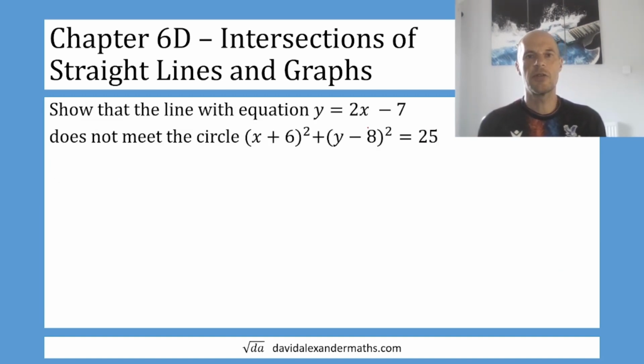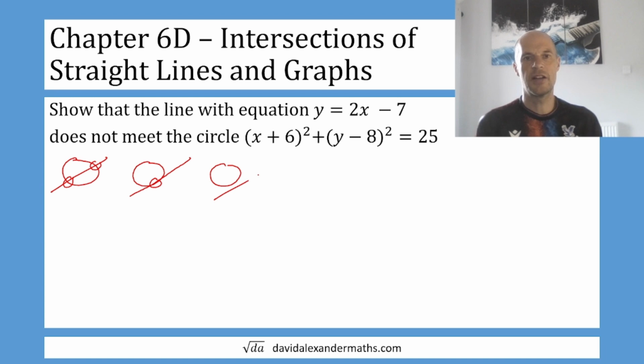Okay, so here we need to show that this line doesn't meet the circle. So a line could meet a circle twice. There could be two solutions. There could be one solution. That would mean the line is a tangent to the circle. And here we are showing that there are no solutions. So the line completely misses the circle.